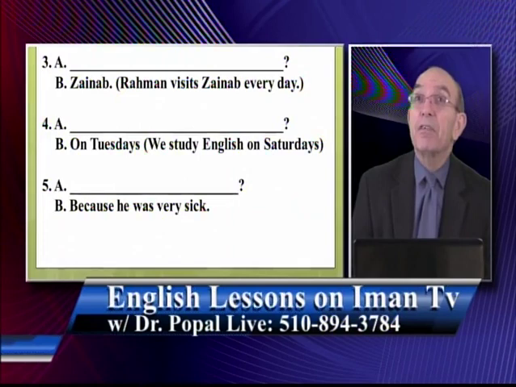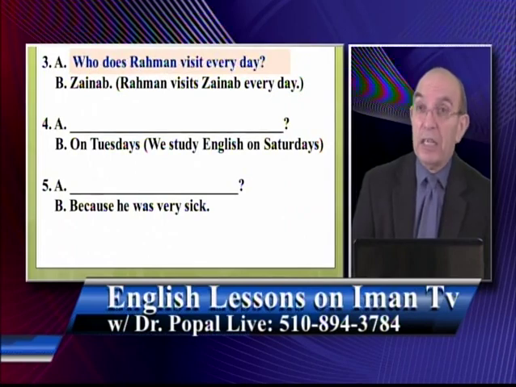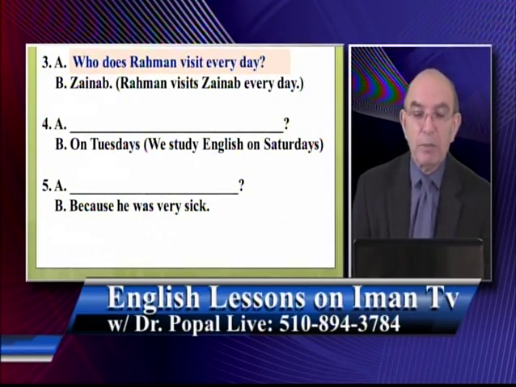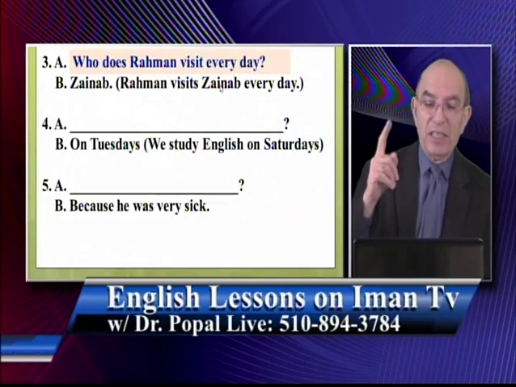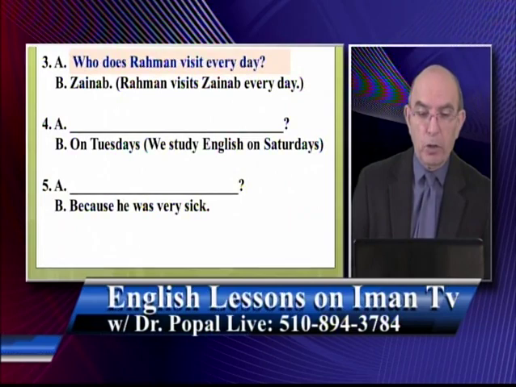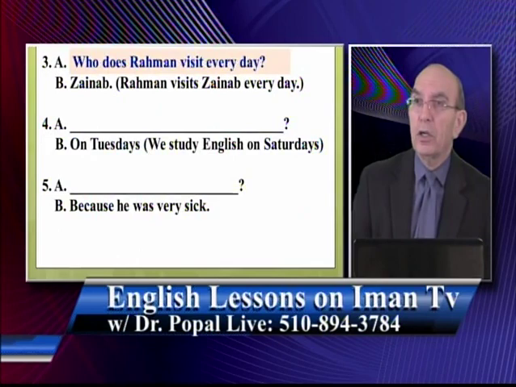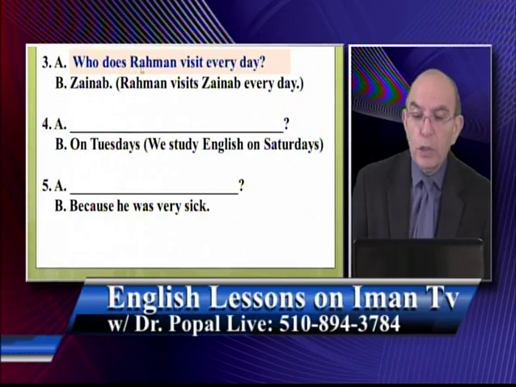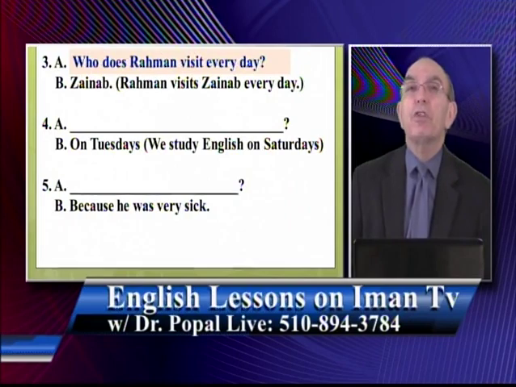Rahman visits Zainab every day. The question will be, who does Rahman visit every day? Because Zainab is the answer. Zainab is the object. See, Rahman is the subject. Visit is the verb. When you ask a question about the object, you use who or whom. Both of them are correct. But when you ask a question about the subject, you can only use who. So for this question, you could say, who does Rahman visit every day? Or whom does Rahman visit every day? Both of them are perfect.